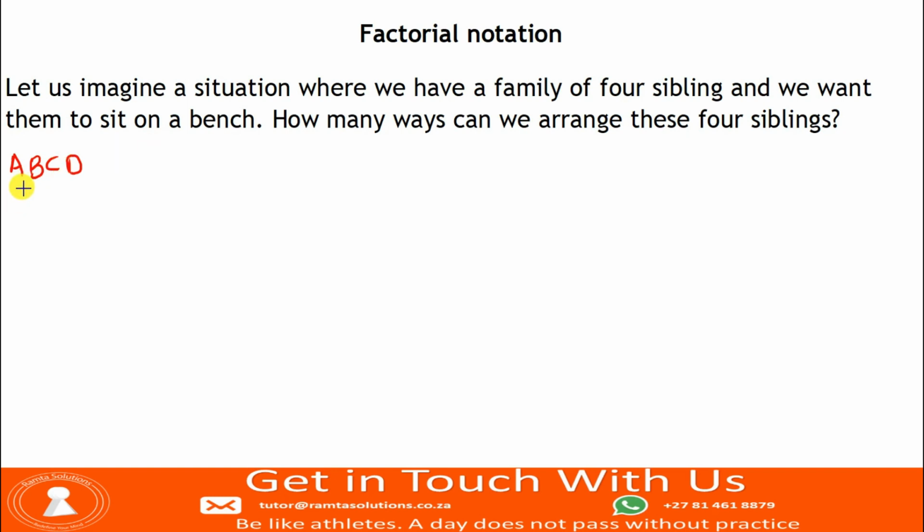So it's A, B, C, D. We can also have it as A, B, D, C, and then A, C, B, D, and then A, C, D, B, and then we can have A, D, B, C, and then A, D, C, B. Perfect.